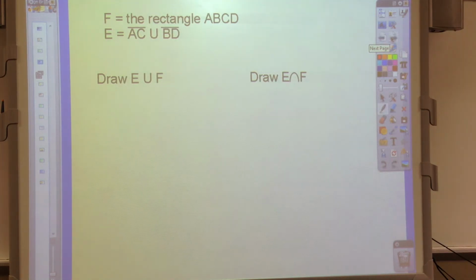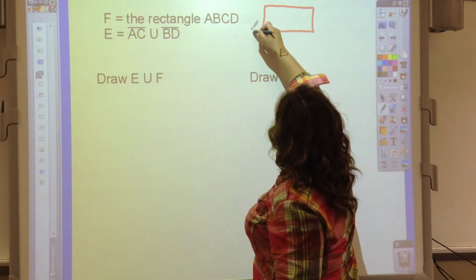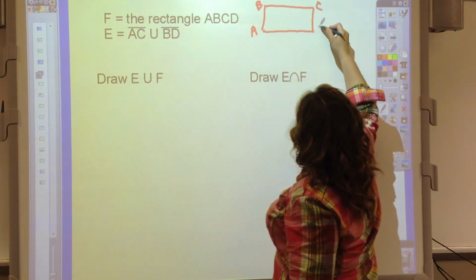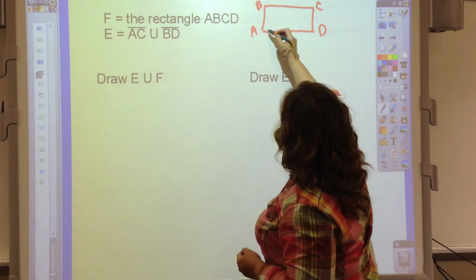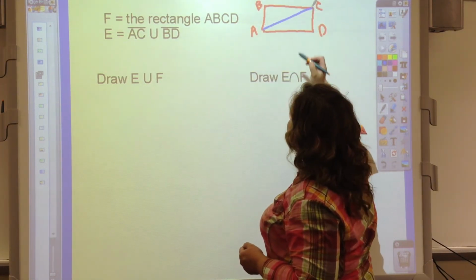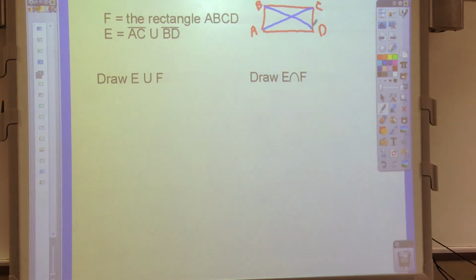All right, let's look at the rectangle ABCD. A, B, C, D. Here's the picture of my rectangle. And let's say F is the rectangle, and E is the union of AC and BD. So let's draw a picture of E. From A to C is right here. From B to D is right here. And their union would be both. If I was looking at the intersection of those two diagonals, please notice that the intersection would just be a dot.